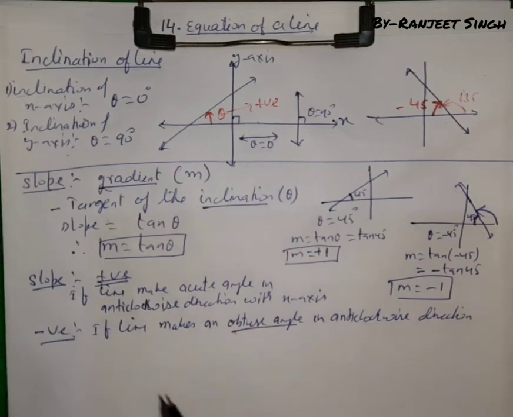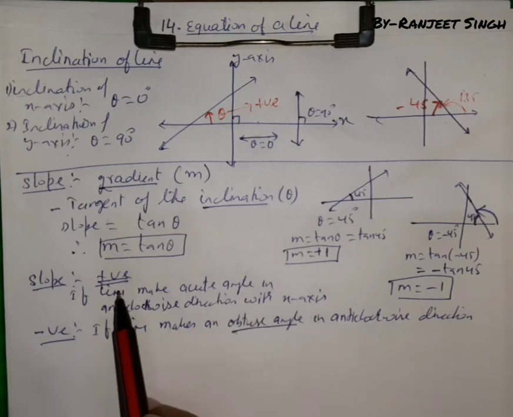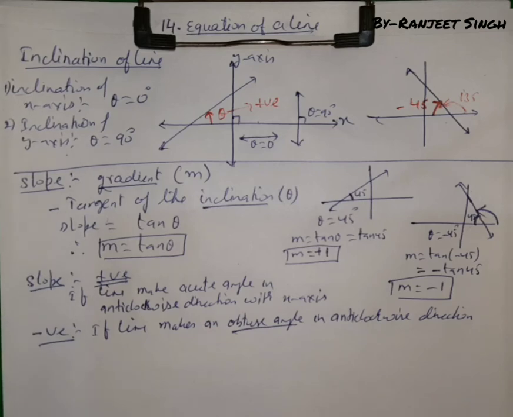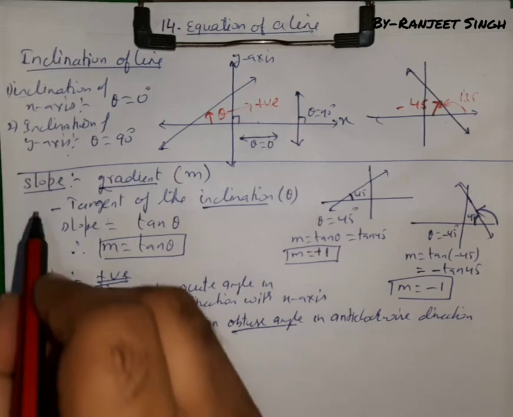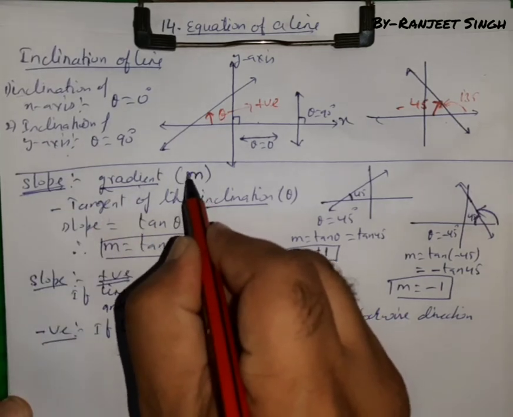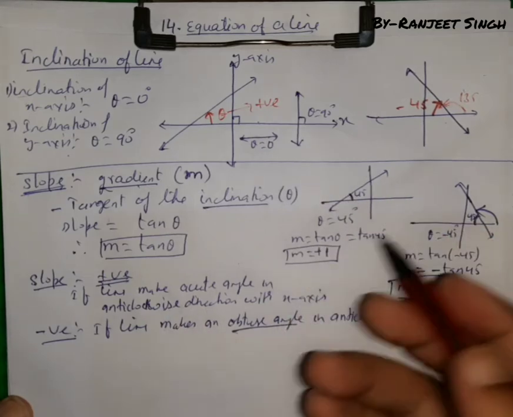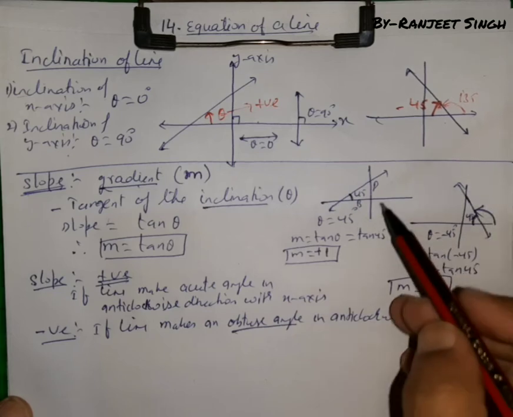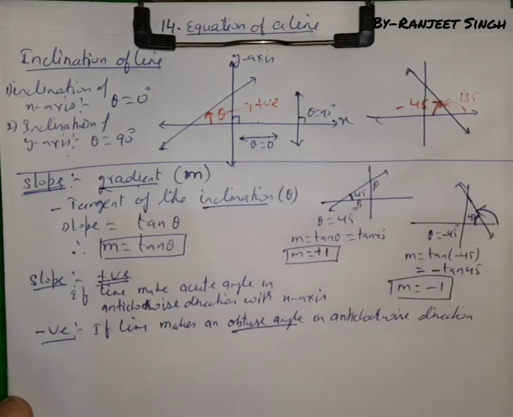Or vice versa also we can say, if some line makes an obtuse angle in the clockwise direction with the x-axis, then it will have slope positive, and if line makes an acute angle in clockwise direction, then also the slope will be negative. So this is a concept for slope. So slope is also called as a gradient, and it is represented by m. So we have to remember some values of tan theta. So we already know these things, we have done in 9th class. This is perpendicular and this is base. So perpendicular over base is tan theta, or is the ratio of the perpendicular to the base.